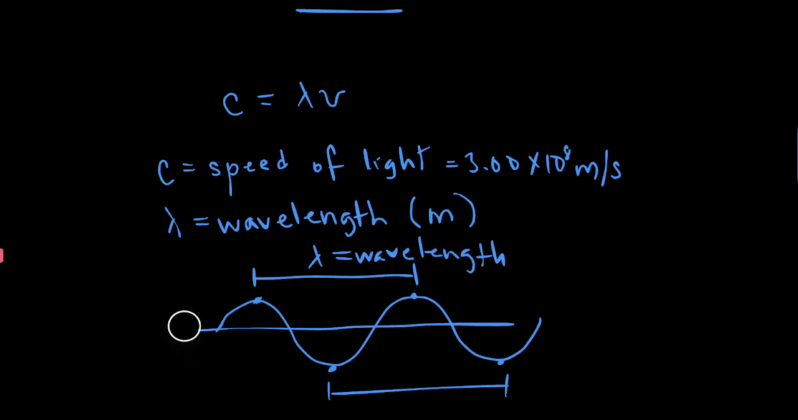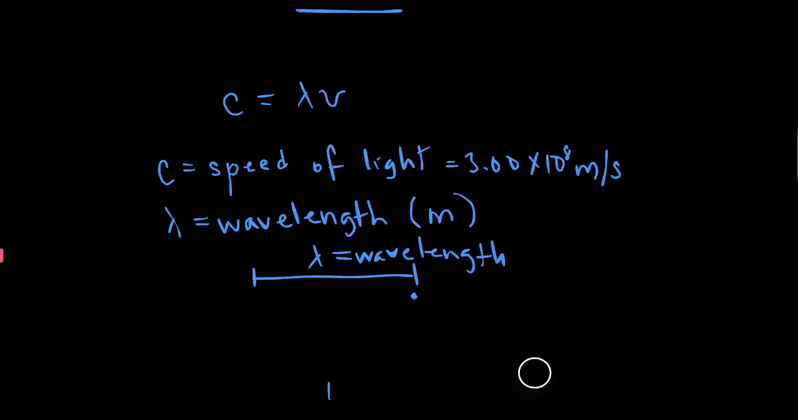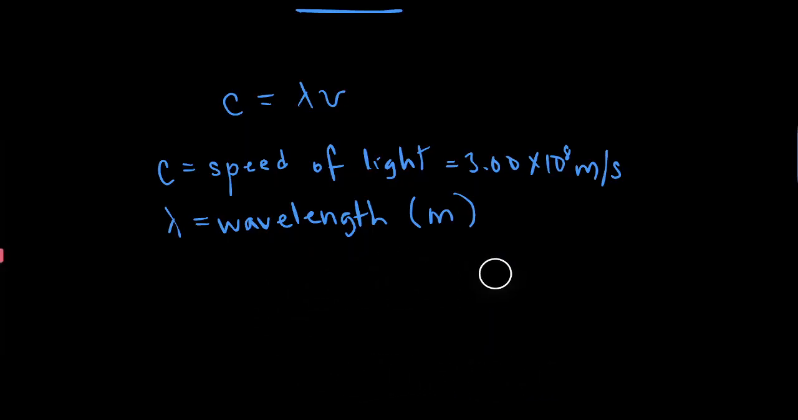All right. So we have our wavelength. That's going to need to be in units of meters. It'll often be given to us in nanometers because we're dealing with very small waves. But remember to always convert that to meters.